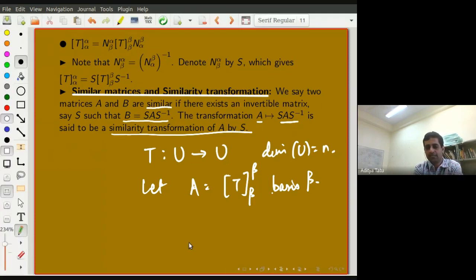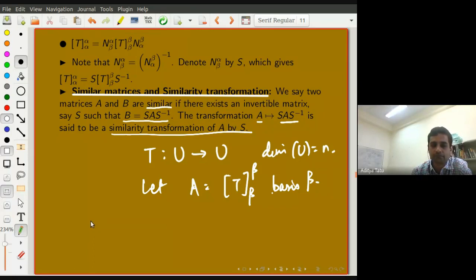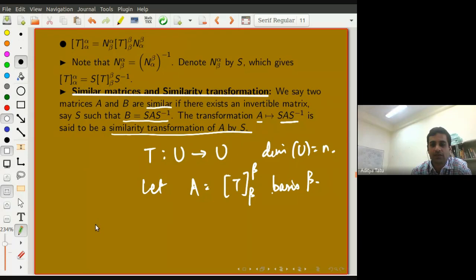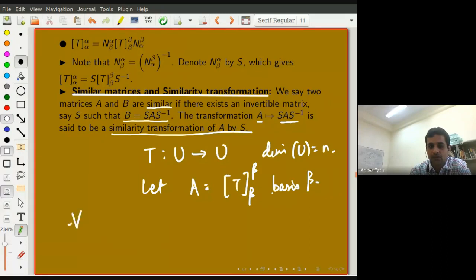I'm giving you one matrix which represents this linear transformation. Can you find all other matrices that represent the same linear transformation? Sir, all other matrices will be of the form SAS inverse. And what should S be? N cross N matrix. More than that? Only n cross n? Invertible. Invertible, yes.